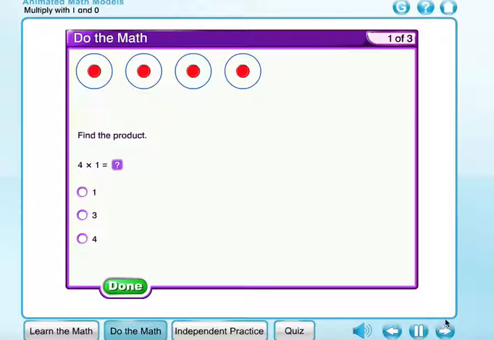Find the product. Click your answer. All right. So the product is how many total counters in all. So I have 1, 2, 3, 4 counters, so the product is definitely 4. Remember, the identity property says any number times 1 is always the other number. Our other number is 4, so our answer is 4. That's right.